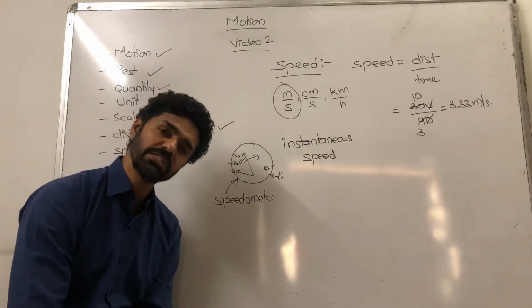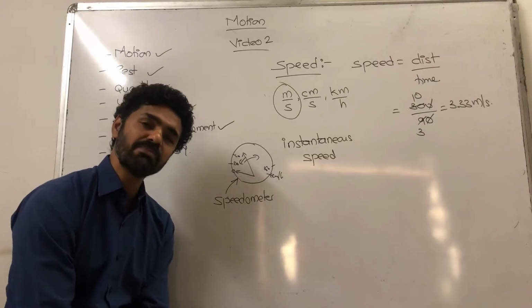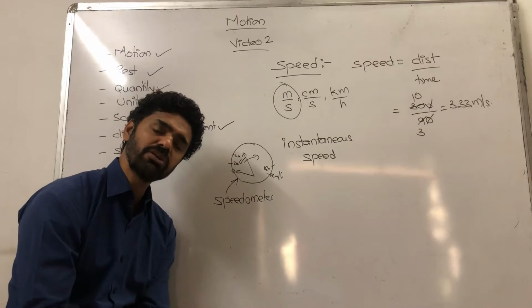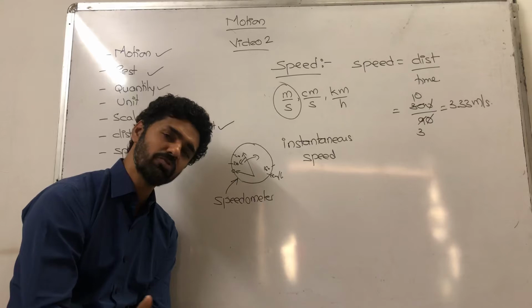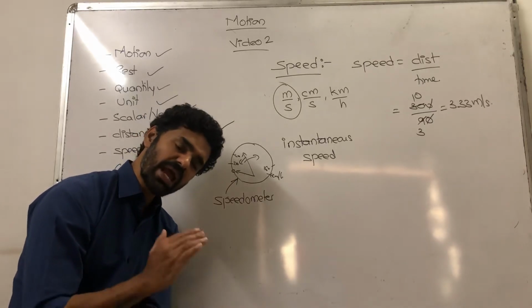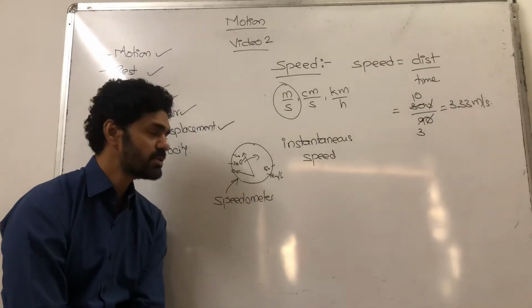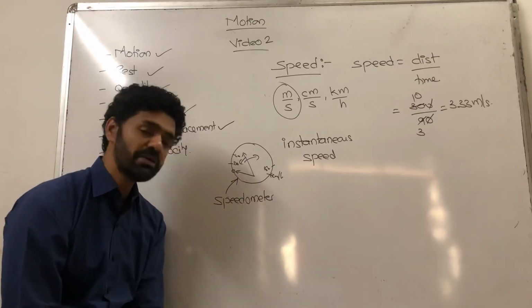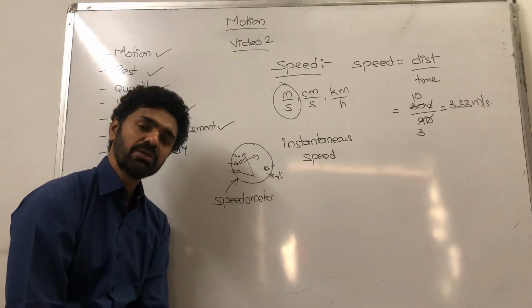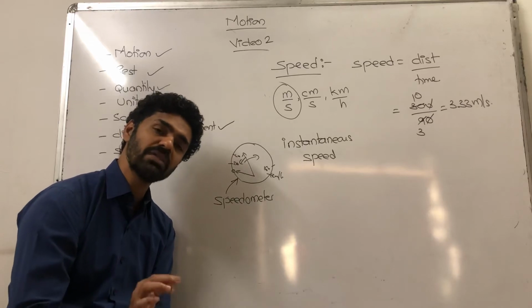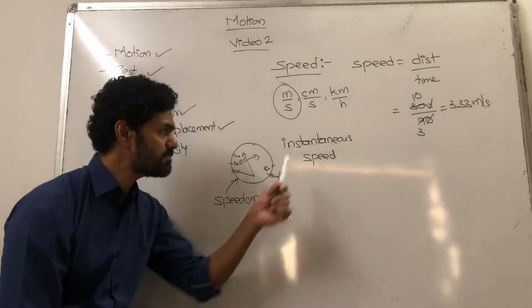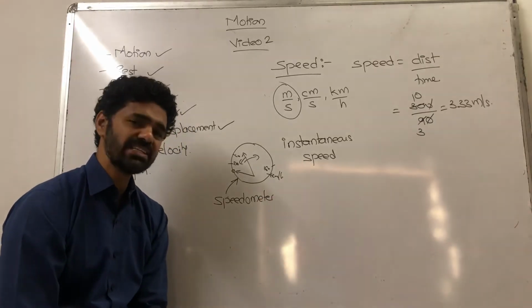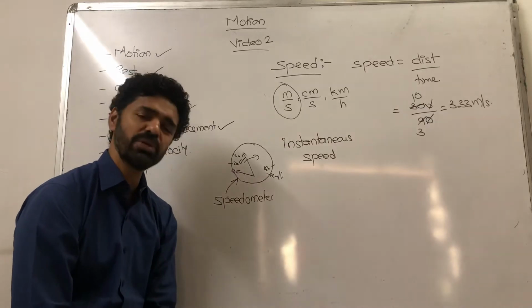We say instantaneous speed is the speed at a particular instant. When you drive at different speeds, if the traffic is clear, your speed would be more. If there is traffic, you will decrease your speed. But at any particular instant, the reading that the speedometer is showing is the speed for that very instant, for a very short interval of time. That speed is called instantaneous speed. Instantaneous speed has the same unit as speed.